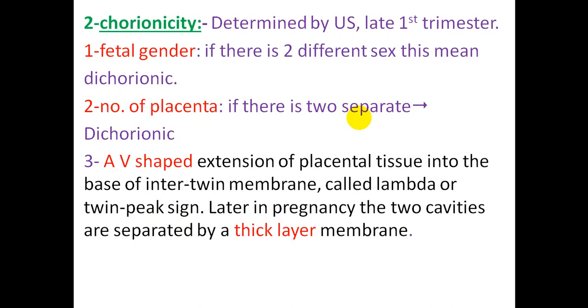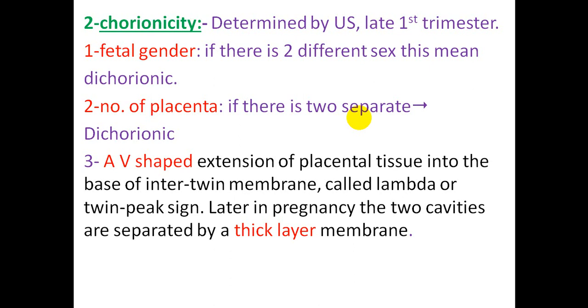Chorionicity is determined by ultrasound. In the late first trimester, check fetal gender: if there are two different sexes, this means dichorionic. Number of placentae: if there are two separate placentae, dichorionic. A V-shaped extension of placental tissue into the base of the intertwin membrane is called the lambda or twin peak sign.